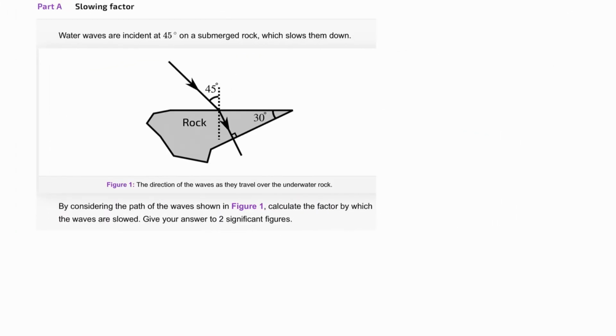This question I'm going to look at is from Isaac Physics, Waves at Sea. It's part of the game board on refraction. So we're going to look at both parts, part A and part B.